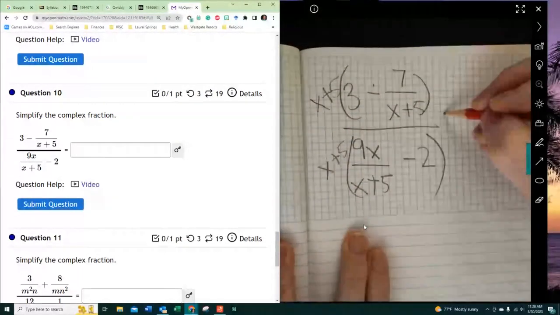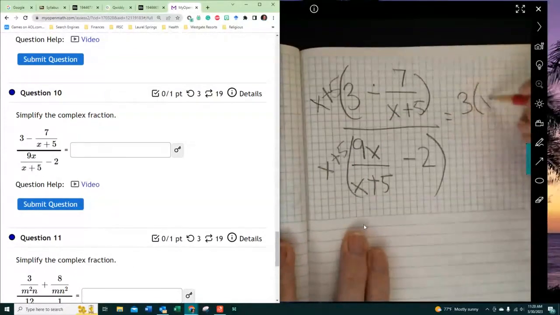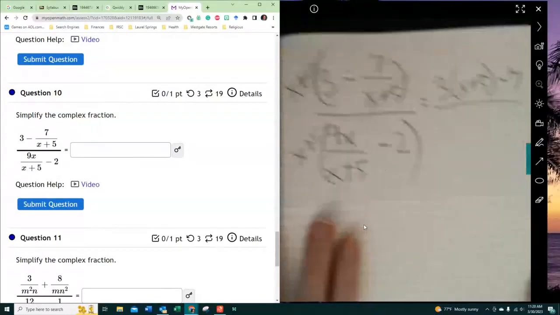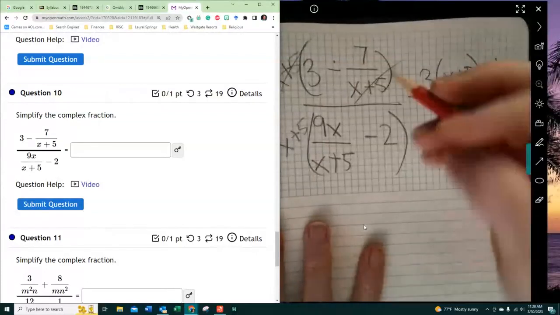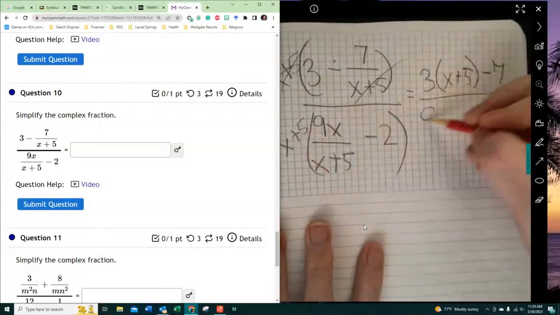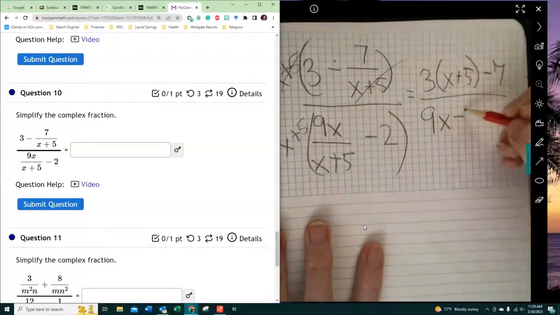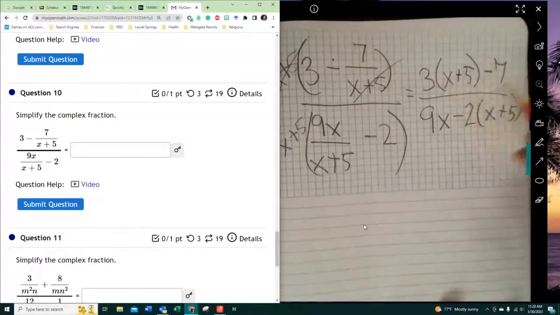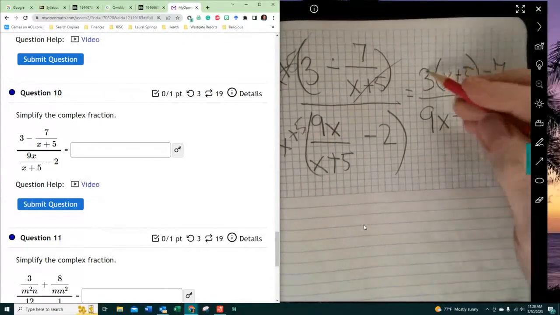All right, and then I'm going to get the following: 3 times x plus 5. And then I'm going to get minus 7, because these will cancel each other when I FOIL it through. And then when I do that, I'm going to get 9x and then minus 2 times x plus 5, due to the distributive property and combine like terms.